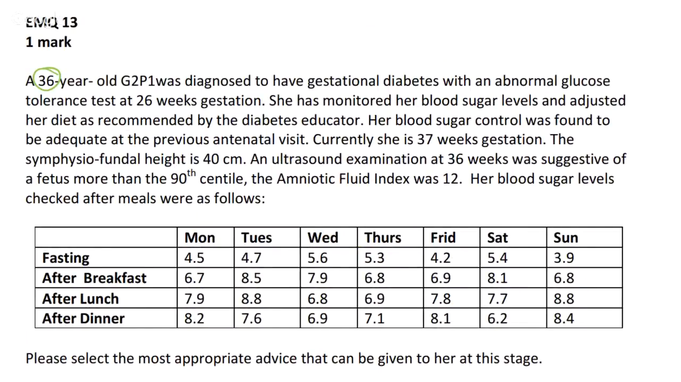Okay. So a 36-year-old, she's been pregnant, given birth before. At 26 weeks, it was abnormal. She adjusted her diet, blood sugar was controlled. Currently 37 weeks, and symphysis fundal height is 40 centimeters, which is greater than the 90th centile. Okay. AFI, is that abnormal? Okay. So it's more than 20. So this doesn't really matter. What matters is the fact that she has macrosomia in the setting of having GDM. So having macrosomia in the setting of GDM, what do you have to do? Get it out.